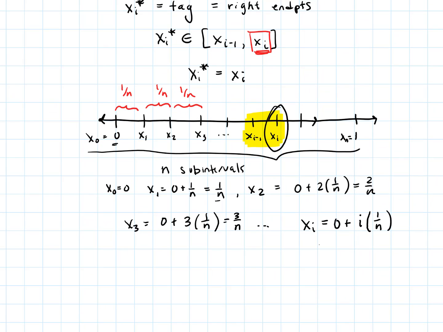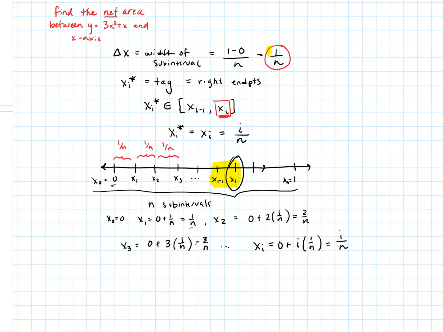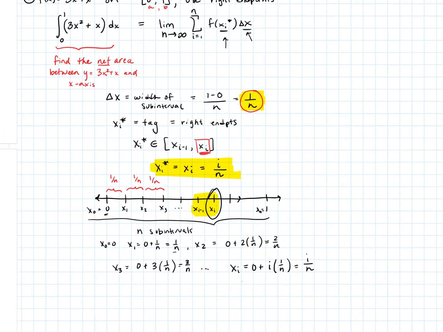So x sub i is actually i over n. So x sub i is equal to i over n. Okay. All right. So now we have everything we need. We know delta x, we know what our tag is, and we know what our function is. So let's set this up.